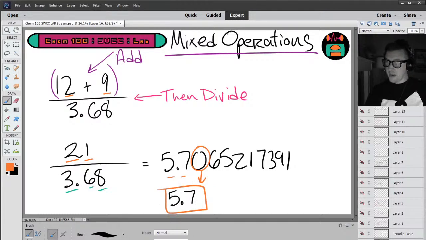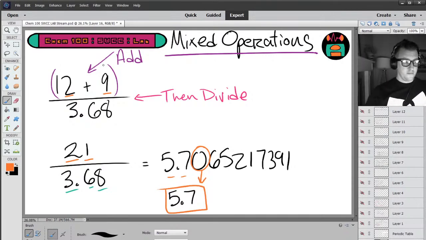So that is how you handle mixed operation scenarios. You go order of operations, add, then apply the rules for adding and subtracting, then divide, and apply the rules for division and multiplication.